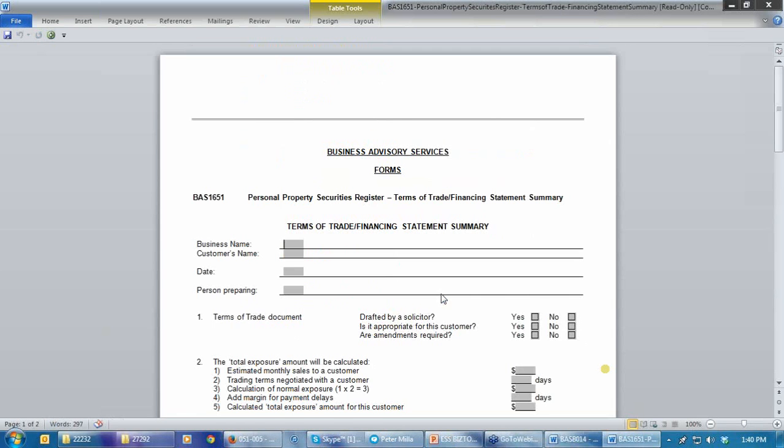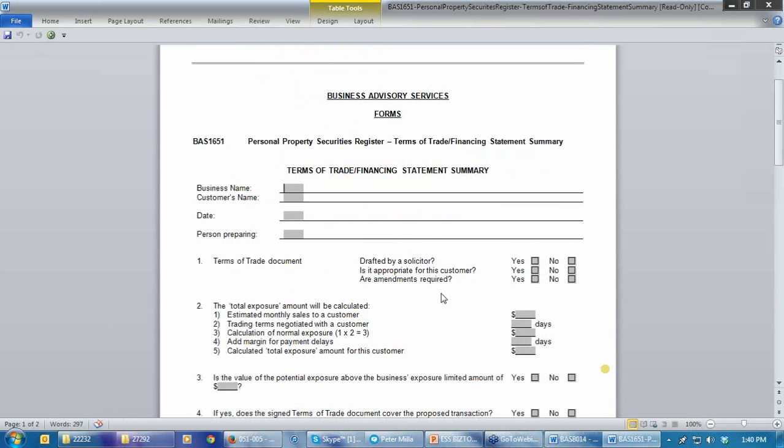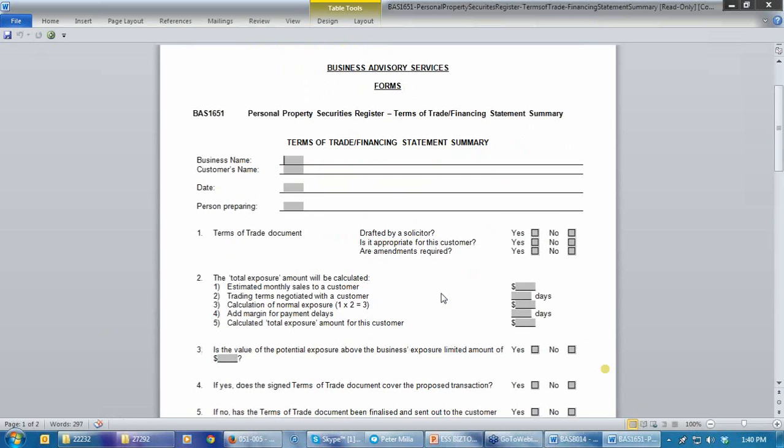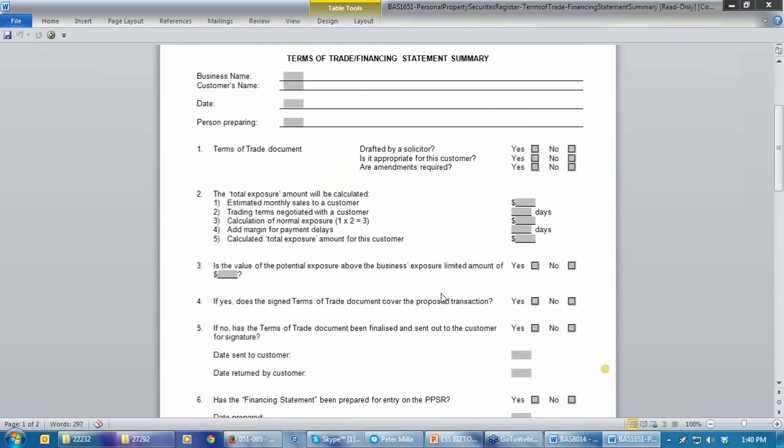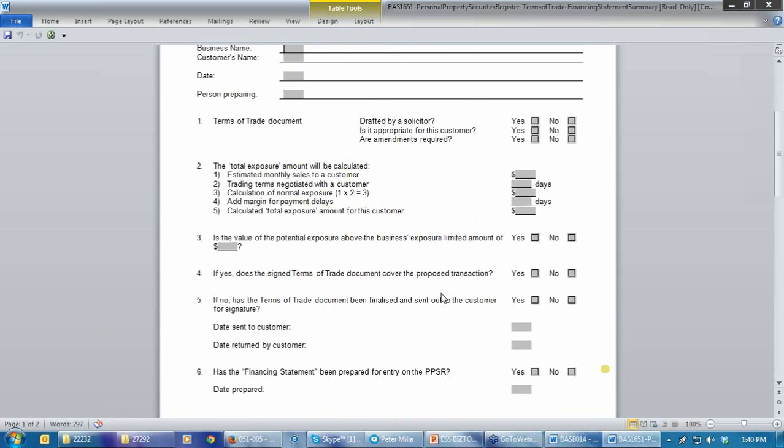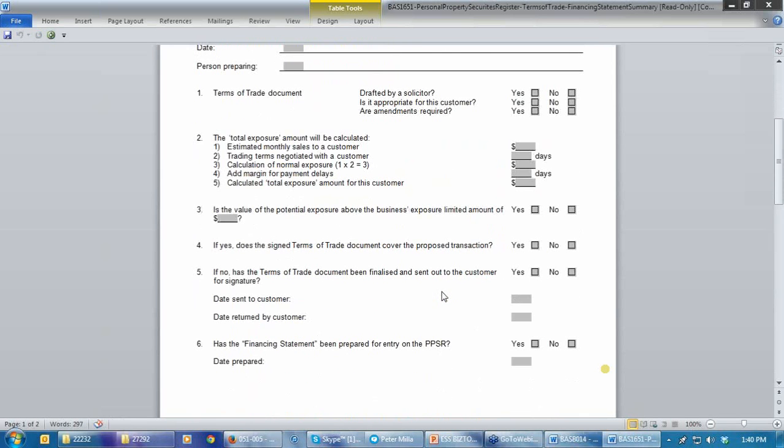The total exposure is also then looking at your trade financing statement. So this form's purpose is to say, okay, we've established that the amount of indebtedness that we're going to have with this customer is of an amount that would financially embarrass the client if they weren't paid. And therefore we need to make sure we've got a terms of trade agreement.